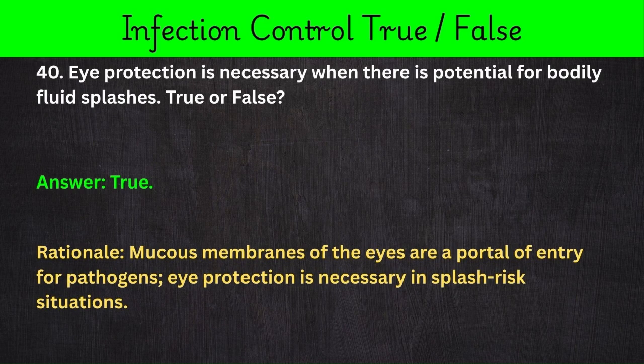40. Eye protection is necessary when there is potential for bodily fluid splashes. True or false? Answer: true. Rationale: mucous membranes of the eyes are a portal of entry for pathogens. Eye protection is necessary in splash risk situations.